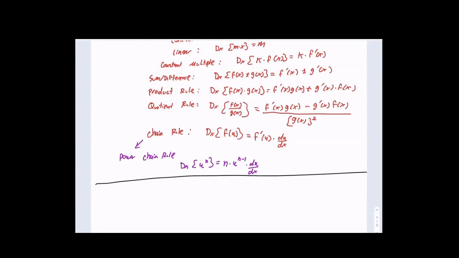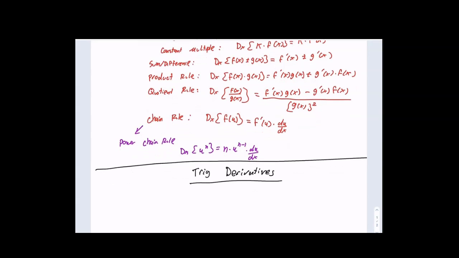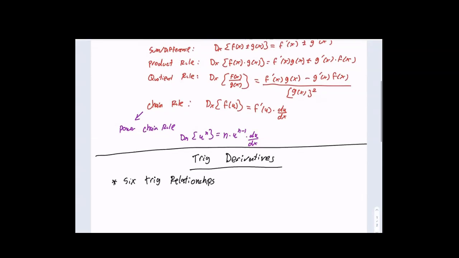Okay. So now we're going to talk about trig derivatives. There are 6 trigonometric relationships that you would have learned in a previous course.